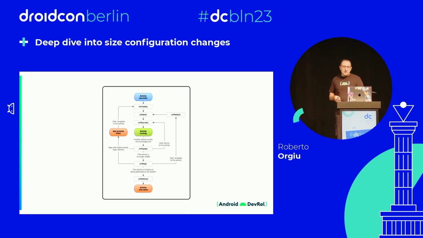So, as a refresher, when a configuration change happens, by default, the activity is recreated. Your activity will go through onPause, onStop, onDestroy, and the new instance is recreated. It goes through onCreate, onStart, onResume, with the state and everything. And everything related to size actually follows this exact path. Well, at least it did, until API 24.